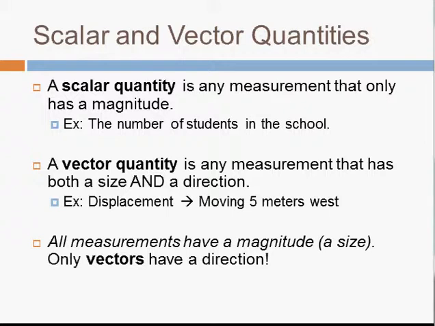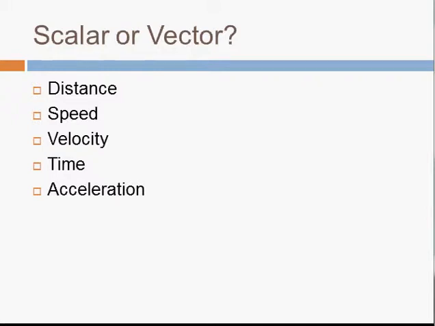Whatever. There's a size and a direction. So, when we talk about measurements, we can say every measurement has a size. They all have a magnitude. But vectors have a direction. So one thing you want to be able to do is look at a measurement and decide, okay, is this a scalar quantity? Is it just a number? Or is it a vector? It's a number, but it also has a direction with it. So if you look at these 5 quantities we have here, distance, speed, velocity, time, and acceleration, take a moment, pause the video, think about what each of those quantities is. Is it a scalar or is it a vector?